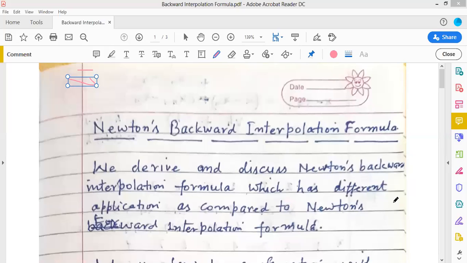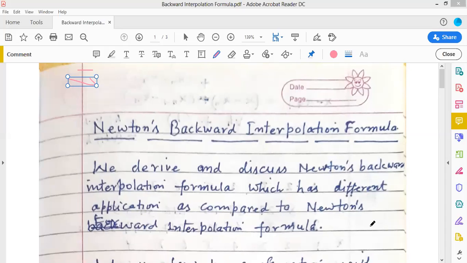Okay, welcome to this lecture. Today we are going to discuss Newton's backward interpolation formula. As we know, we have already discussed Newton's forward interpolation formula previously. Through that formula we have seen how to compute the value of the function at the beginning of the data set.